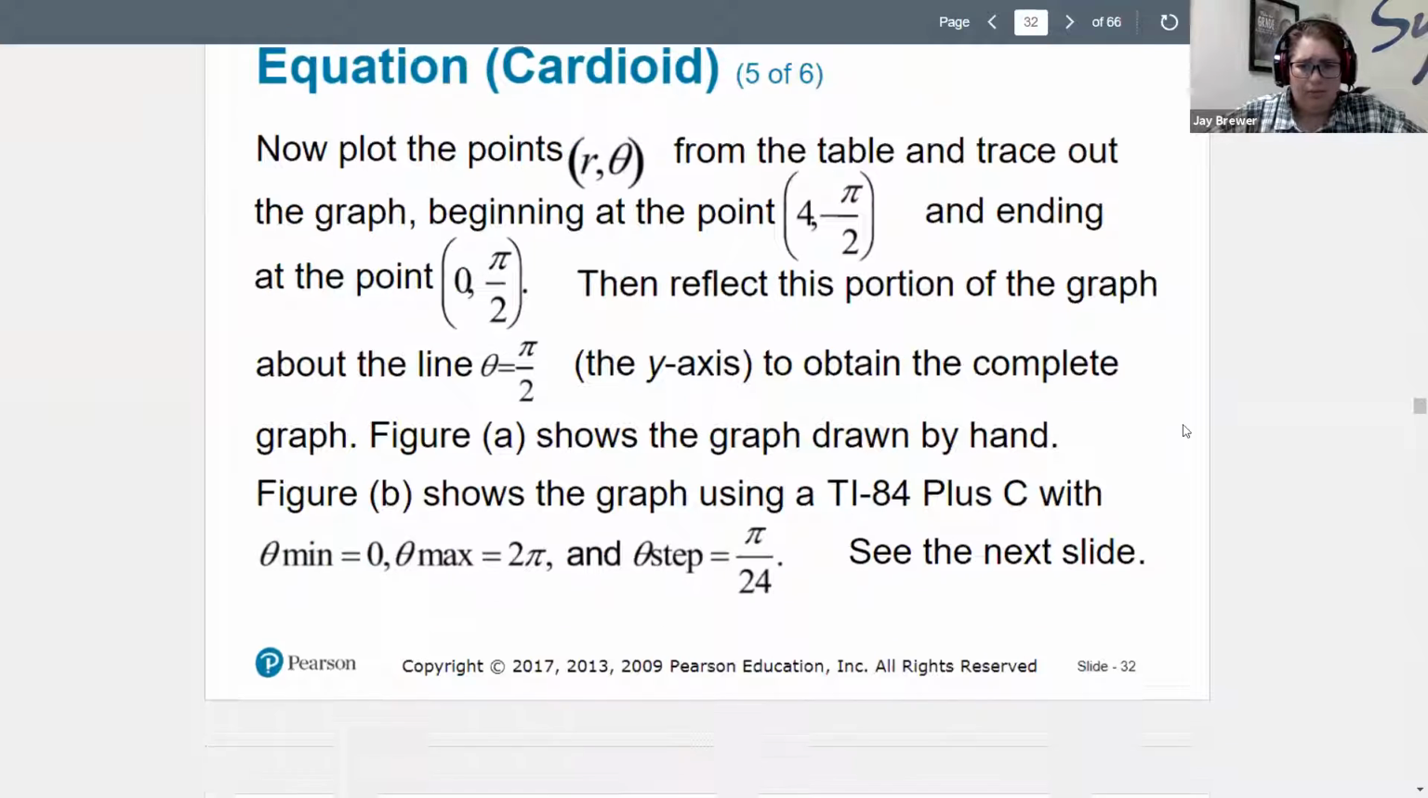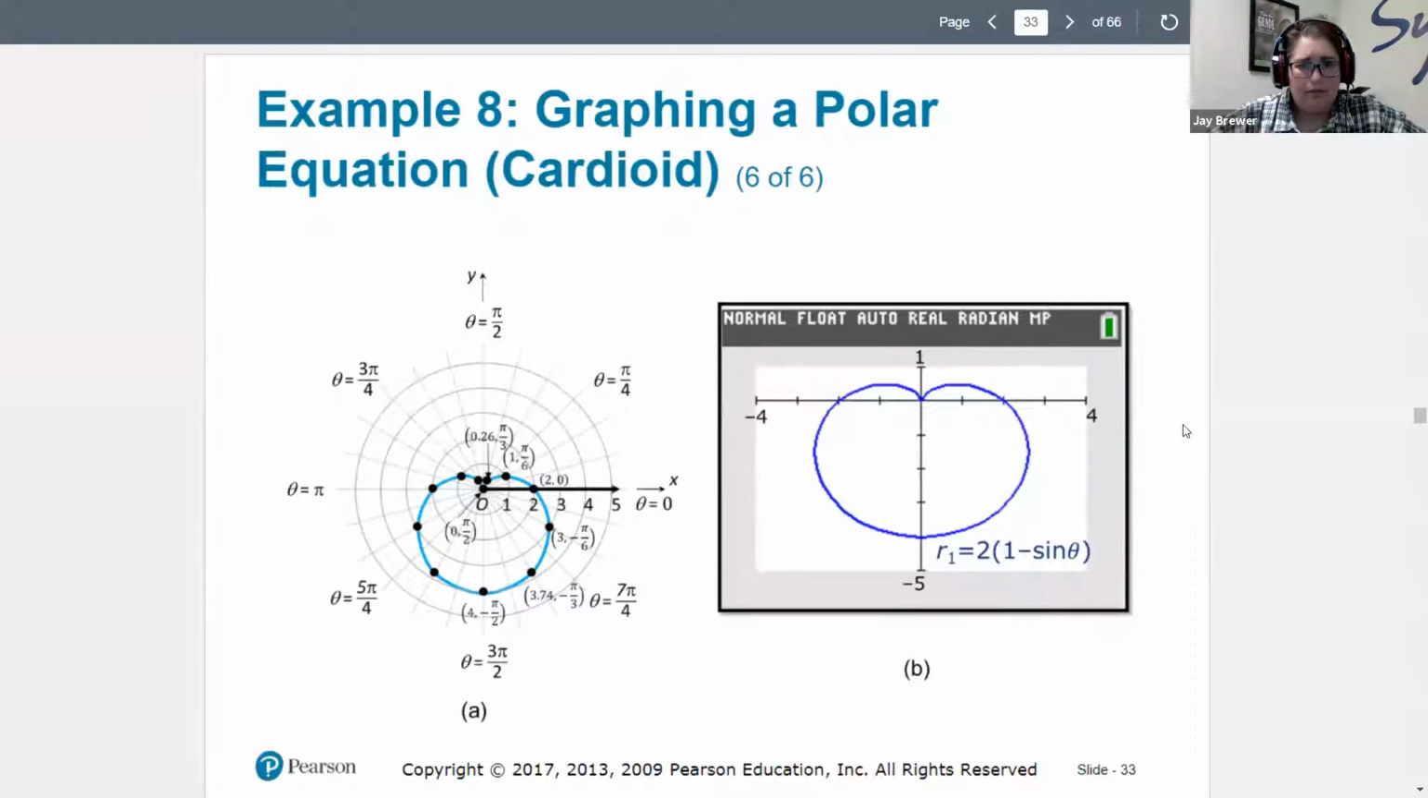So now you're gonna plot the points, and you can see they used a calculator, or they actually plotted it by hand. If you use Desmos, you can do a snippet or a screenshot and include it in your exam.